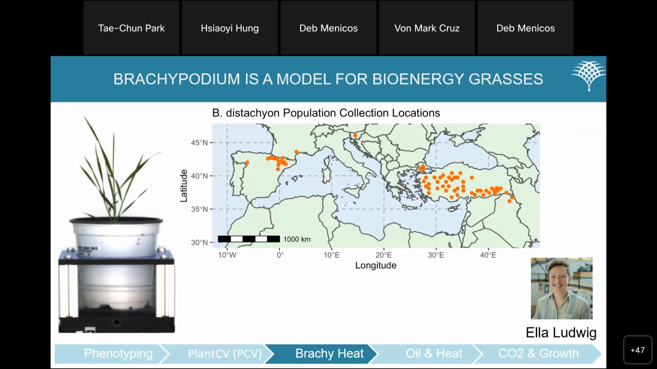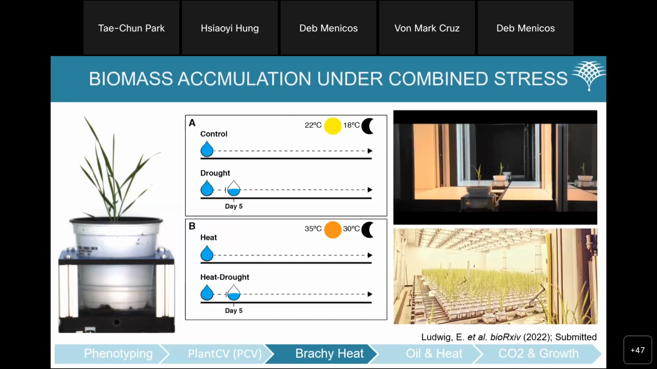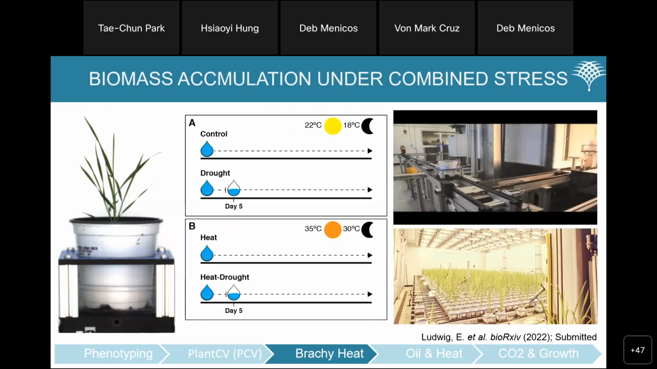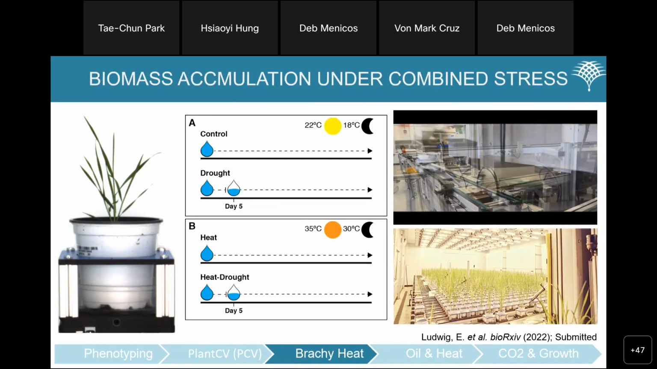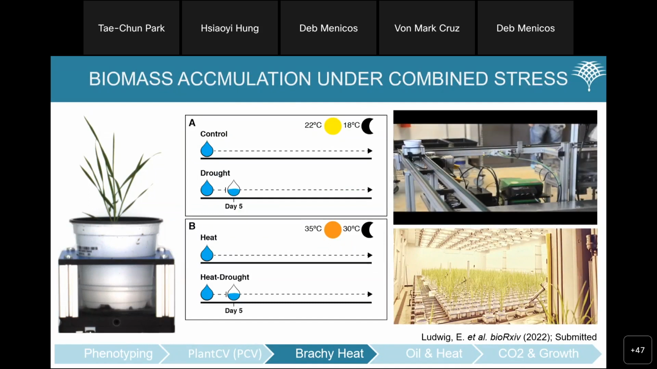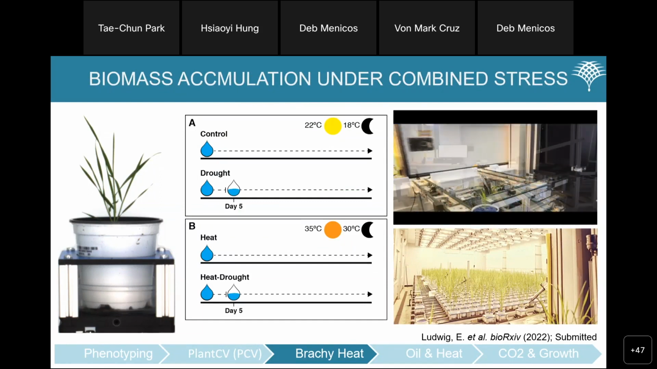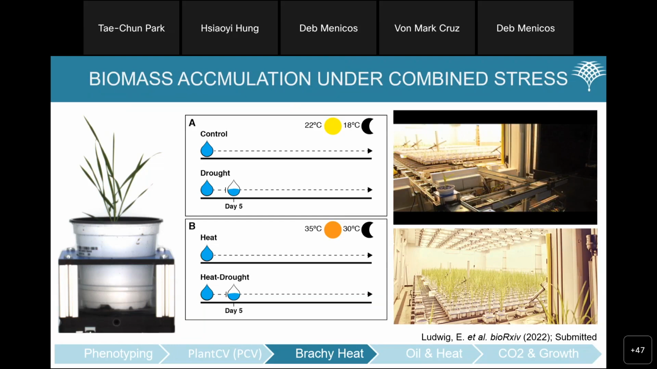In this project, Ella took 140 different accessions of Brachypodium that are mainly collected from Spain and Turkey. Then we did one of these very nice and fancy phenotyping experiments in our Bellwether phenotyping facility. We did 4 different stress treatments total: a control treatment, a drought treatment, a heat treatment, and then the combined stress treatment.